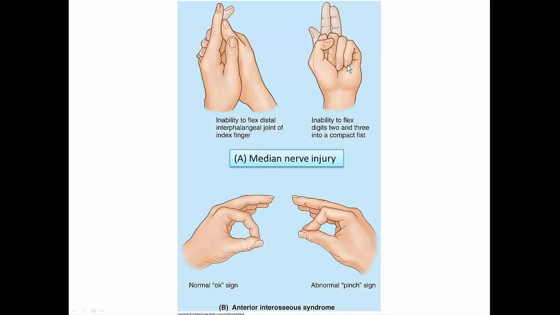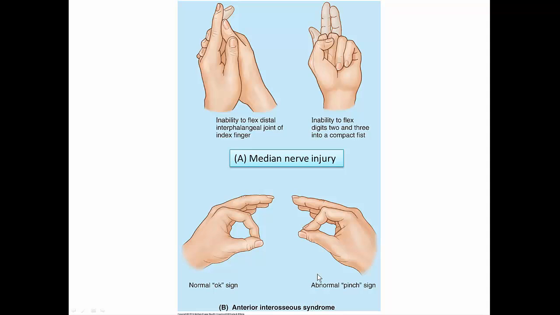The ability to flex the MP joints of digits number 2 and 3, these two, is going to be affected because the digital branches of the median nerve will supply the first and second lumbricals, which go to these digits. So, when, as in this picture, the person is trying to make a fist, the second and third fingers are going to remain partially extended, forming this so-called hand of benediction. And of course, if you're talking about median nerve injury, you're also going to lose the thenar muscle function, just like in carpal tunnel syndrome.